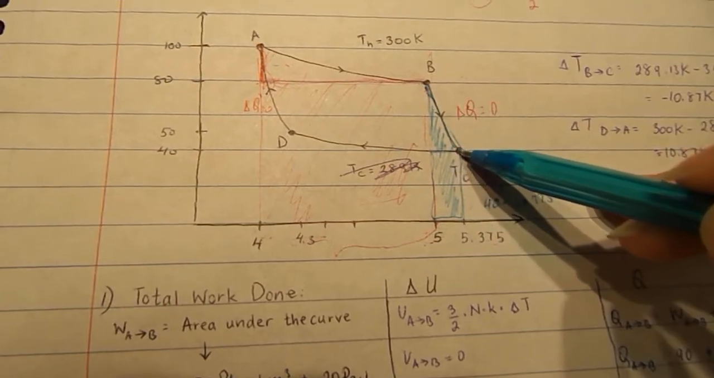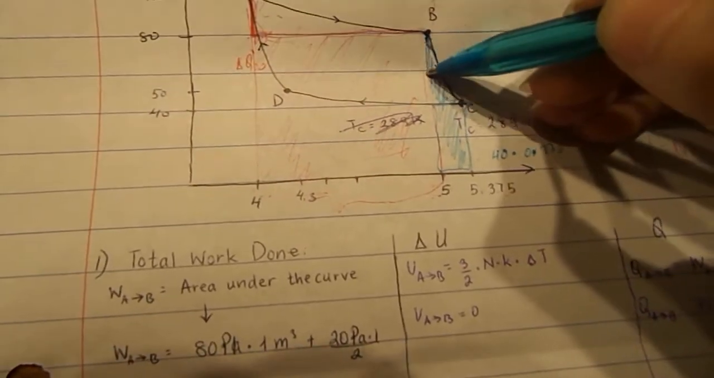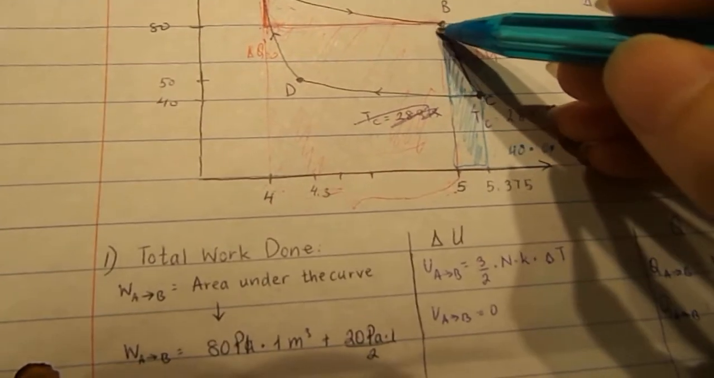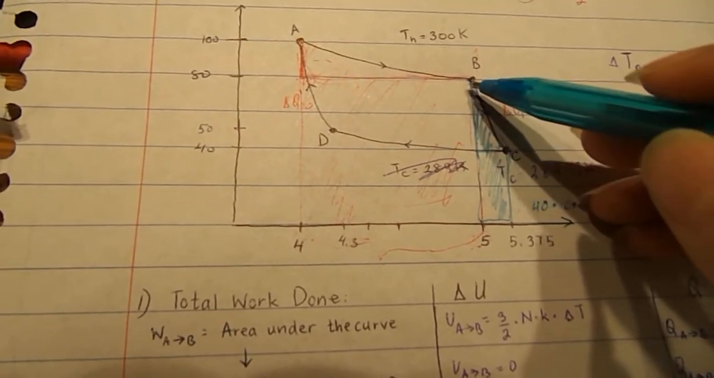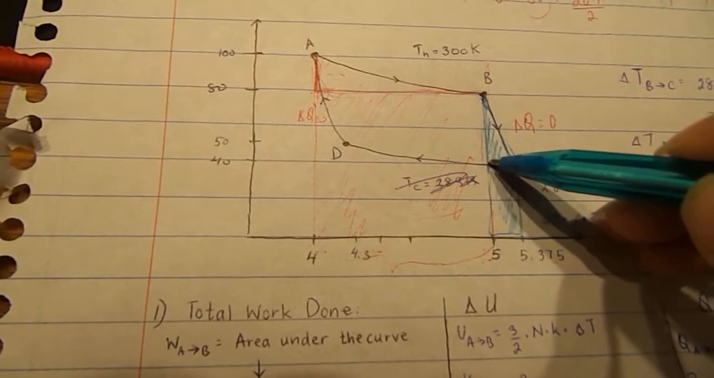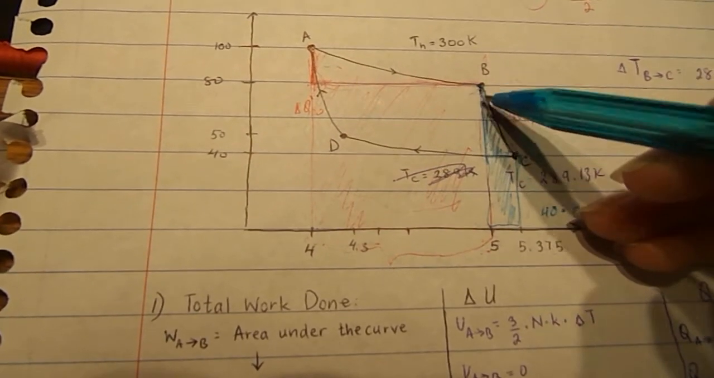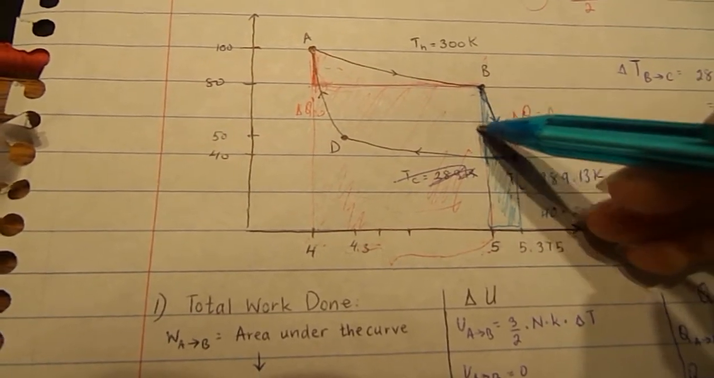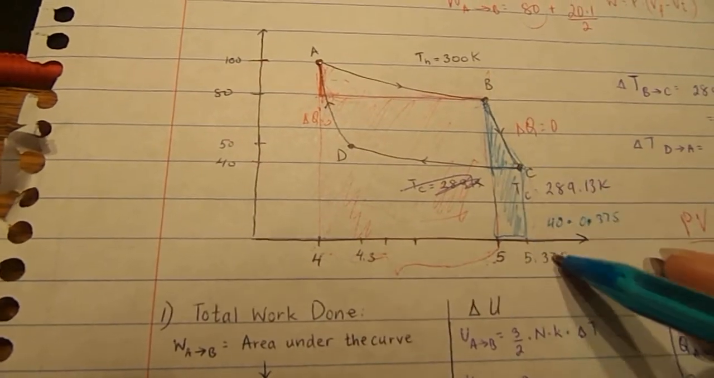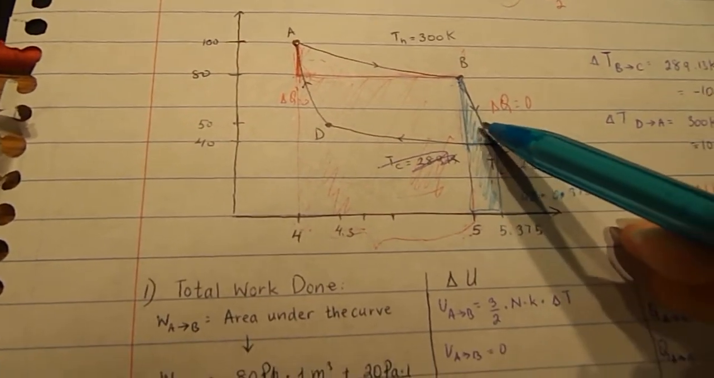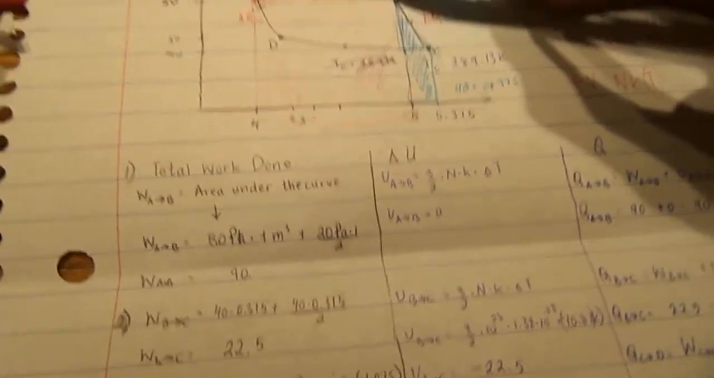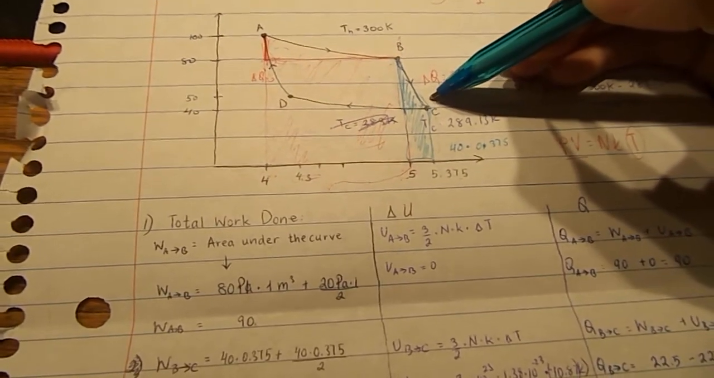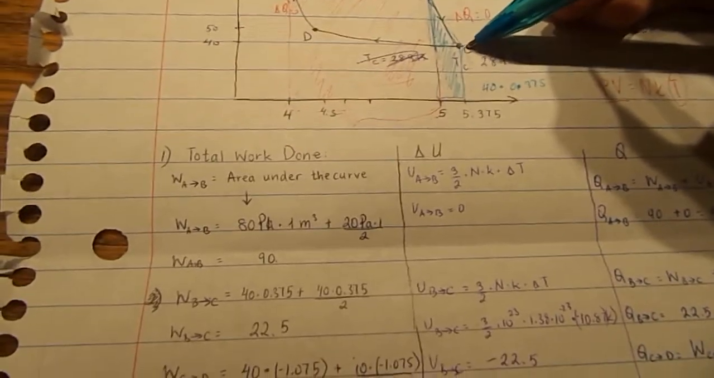And what is the area of that triangle, like from B to C? That's again height times base divided by 2. What is our height? Well, it's 80, 40, our height is 40, and our base again 0.375. And you divide that by 2 because it's a triangle, and you should get like 22.5. Again, we are going from smaller volume to a larger volume. That's why our work done is positive.